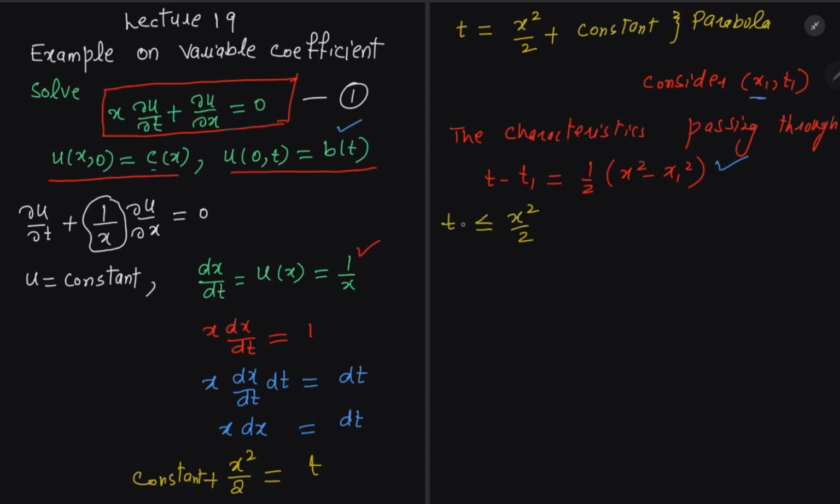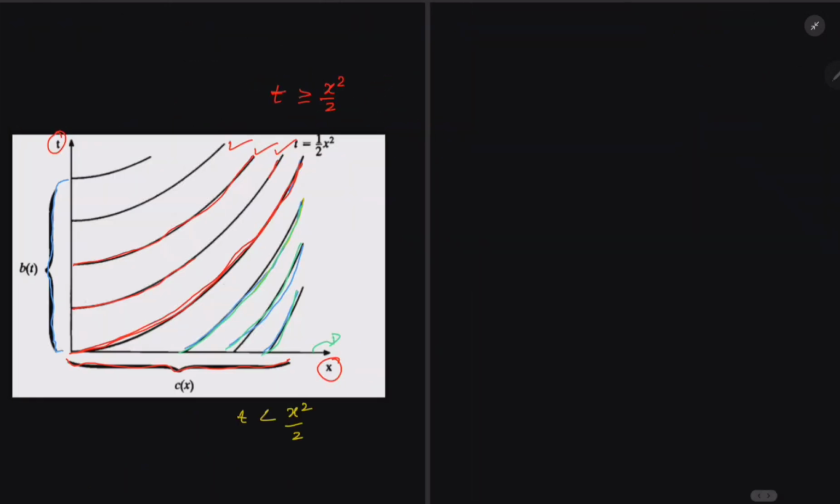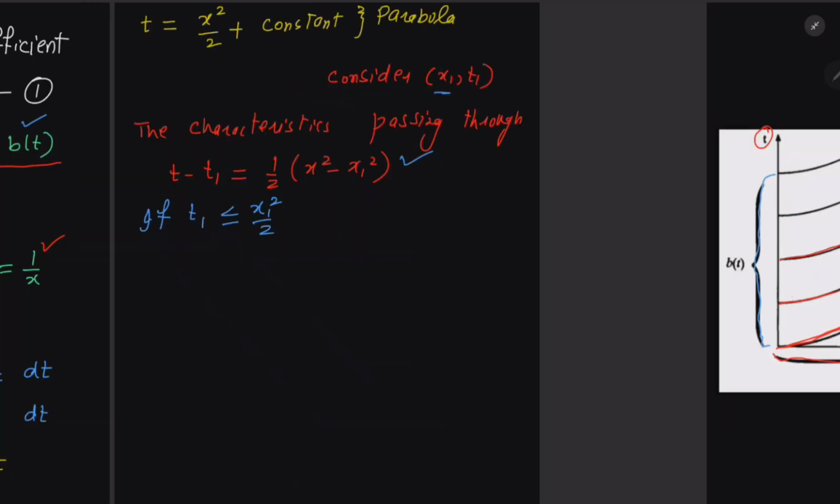Now if we say that this t1 is less than or equal to half x1 squared, these are the characteristics, and we have chosen any point over here. It can be here, it can be here, it can be anywhere. And later on, when we say that this is x1, t1, then we consider t1 greater than half x1 squared.